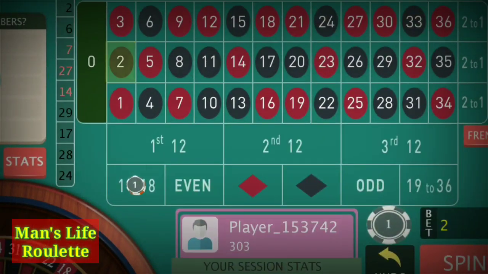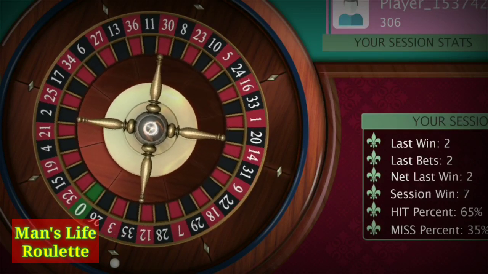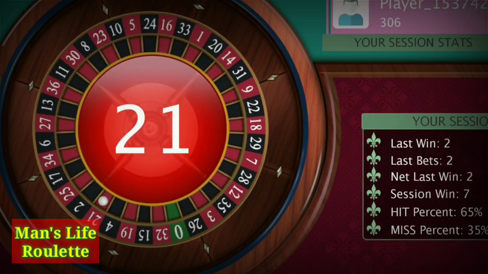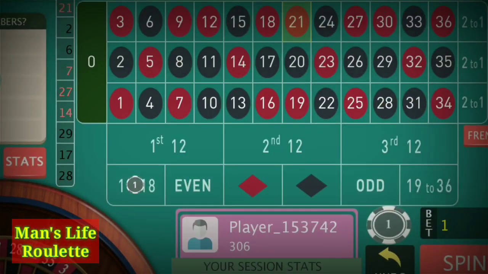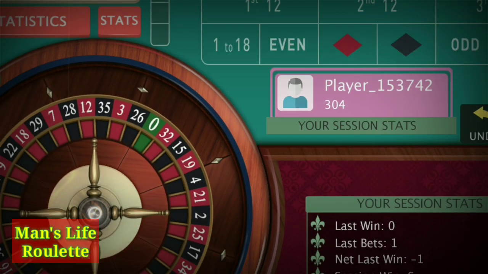Again a winning spin, so again 1 unit. It's a 21, a losing spin this time, so I have to increase the bets. Now it's a 2 unit at odd number.